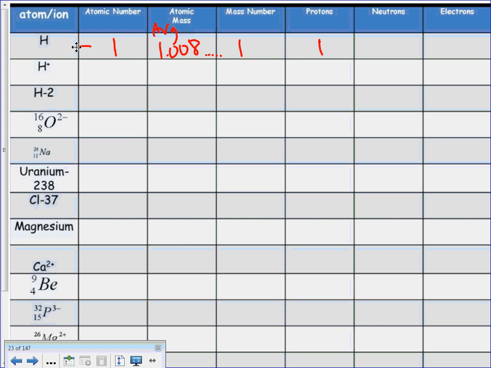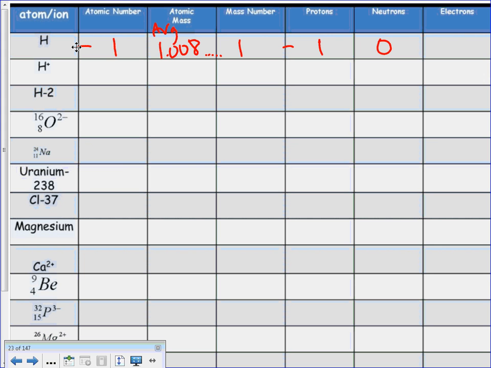Who said what? I heard it over here. 0, thank you, because there is nothing else there. Our mass is 1, our proton is 1. Mass number minus proton number gives us 0 for neutrons. There's no more space for that. Do you see that it's a neutral compound? Hydrogen is neutral. So how many electrons should it have?